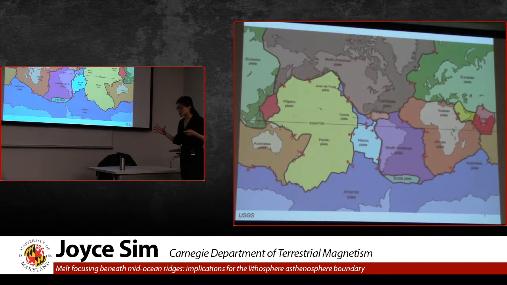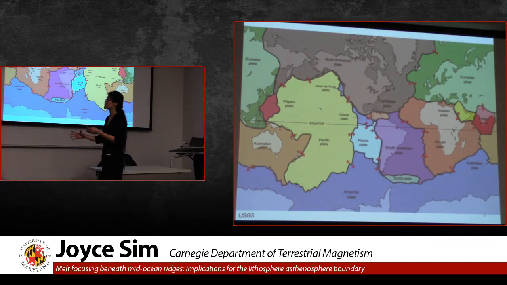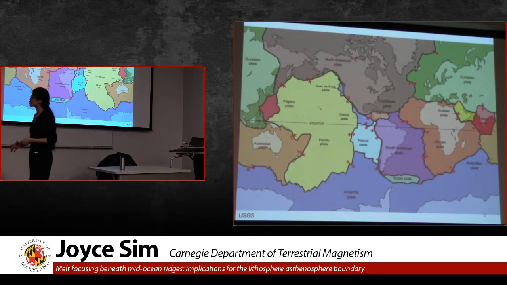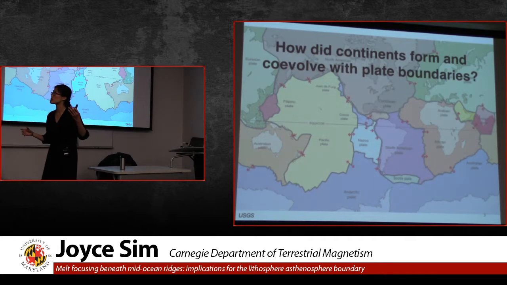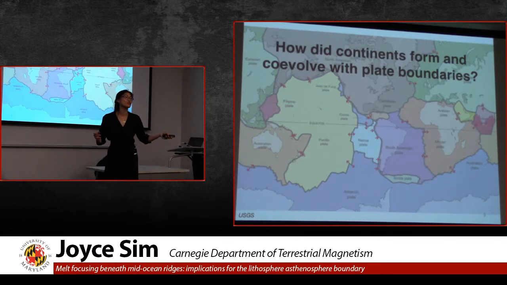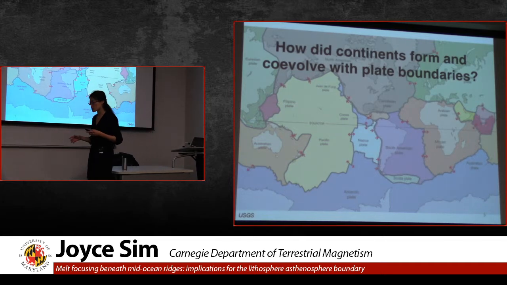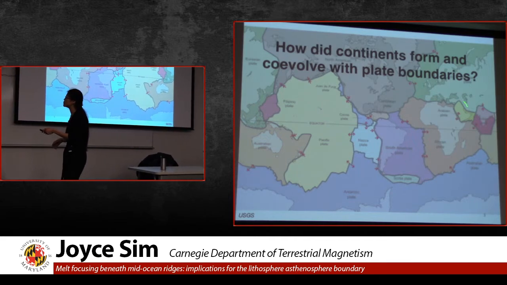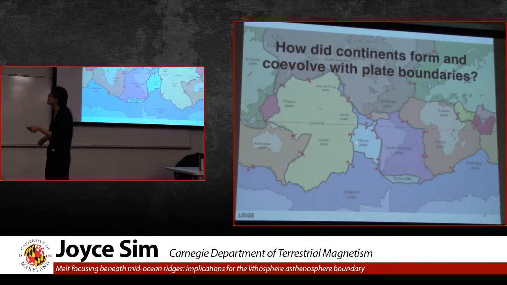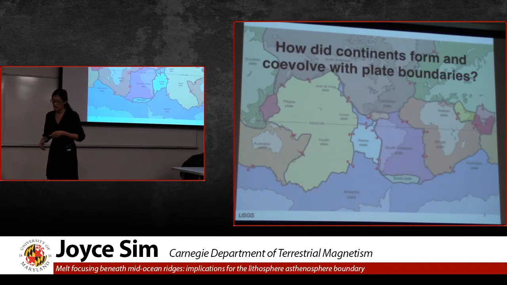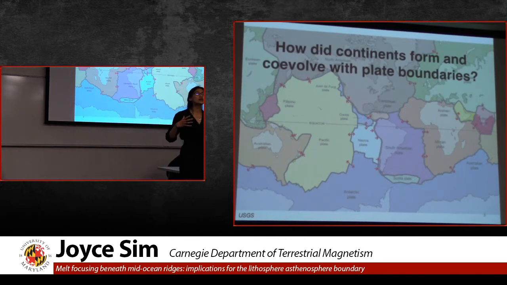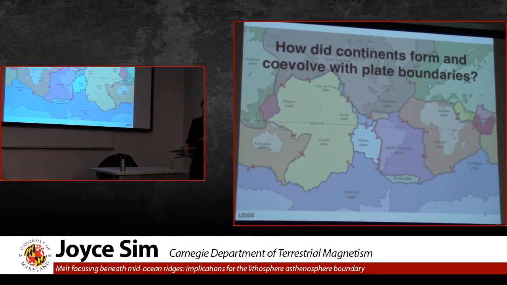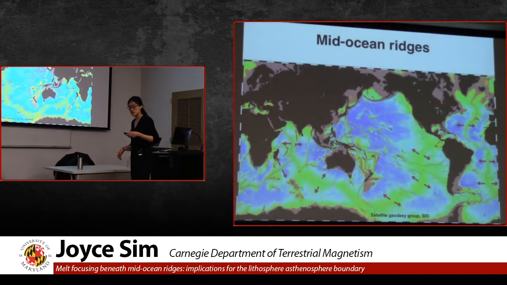So I'm interested, at least on Earth, in tectonic boundaries. Why tectonic boundaries? One of the questions that I'm really interested in, going back to early Earth, is trying to understand how continents have formed and how that has co-evolved with plate boundaries. So today I'm just going to be focusing on mid-ocean ridges, so the Mid-Atlantic Ridge here, East Pacific Rise that's commonly talked about, and up there, Gakkel Ridge. So at some point, maybe I'll get to answer those questions. But today, I'm going to be talking about mid-ocean ridges.